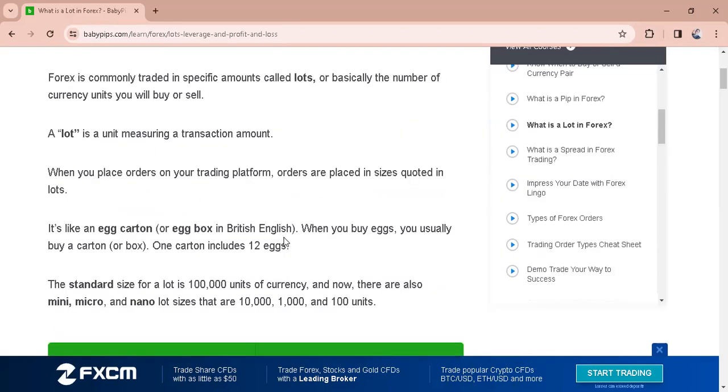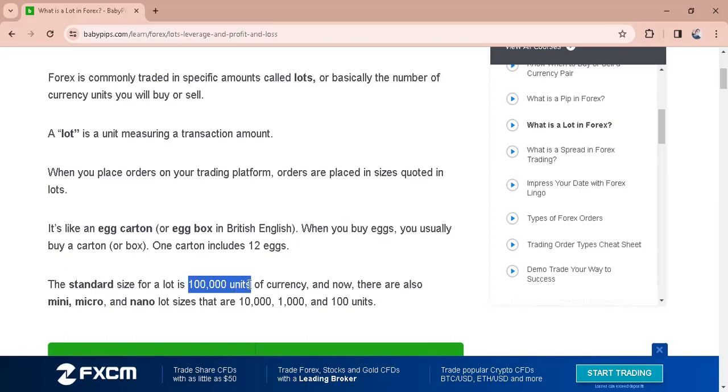We don't want to spend so much time here reading this. It's just straightforward. When you place orders on your trading platform, orders are placed in sizes quoted in lots. It's like an egg carton, or egg box in British English. When you buy eggs, you usually buy a carton or box. One carton includes 12 eggs.